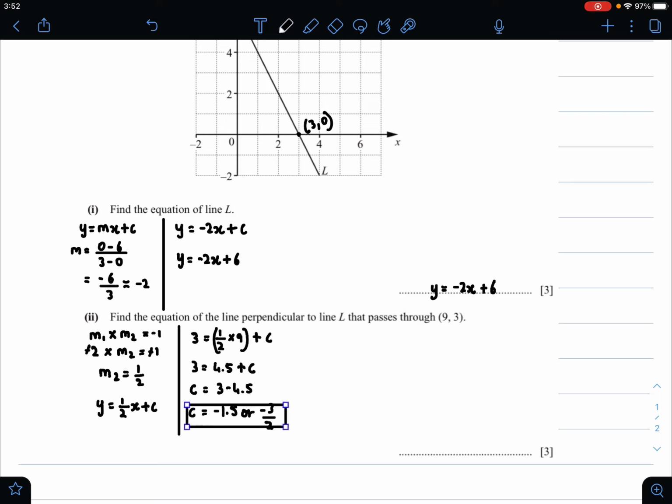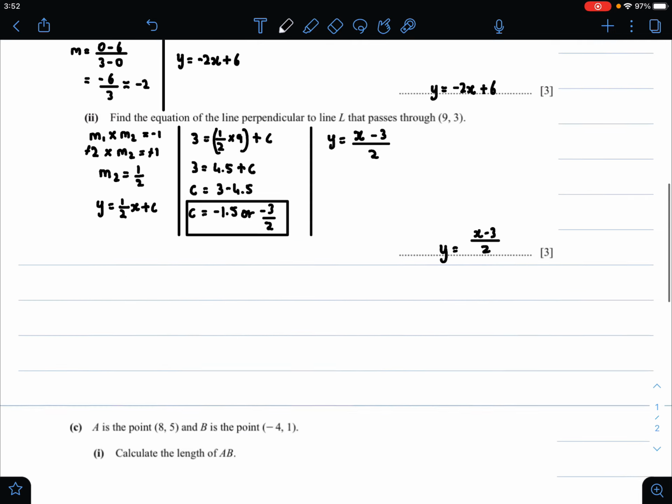So now you can write your final answer for this question. That would be y is equal to x minus 3, the whole thing divided by 2. So therefore this would be your final answer for part 4b2. That is y is equal to x minus 3, the whole thing divided by 2. Now let's move on to part C of this question.